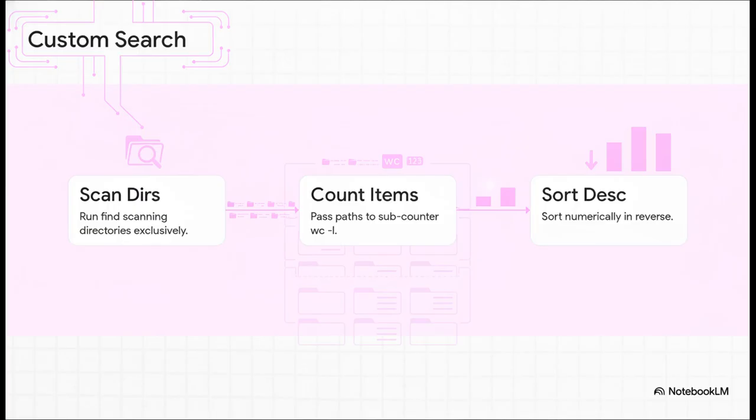We obviously have an inode vacuum somewhere on this disk, but standard directory scanners will just hang in a system this dense. We have to get clever with a custom pipeline. We scan exclusively on this file system, pass each directory path to a subcounter to tally the exact files, and then sort the numerical results in reverse order. We essentially want the heaviest folders to bubble right up to the top of our terminal.